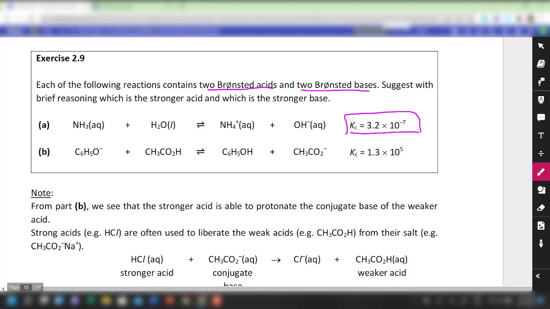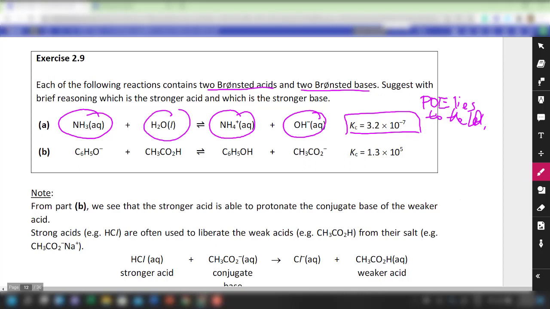So that means that the position of equilibrium lies to the left. If the position of equilibrium lies to the left, that means that OH minus is a stronger base as compared to ammonia. And that also means that the conjugate acid, in this case ammonium, is a stronger acid as compared to water.